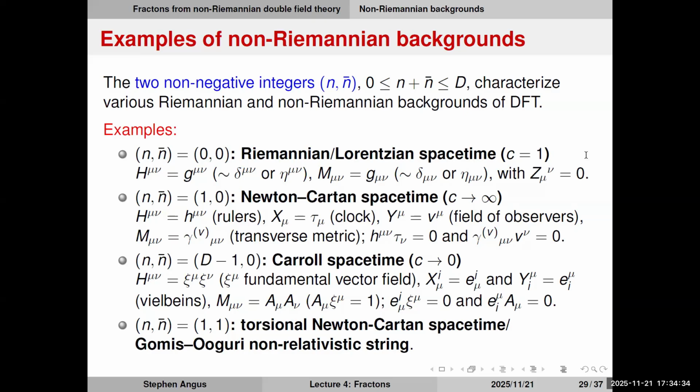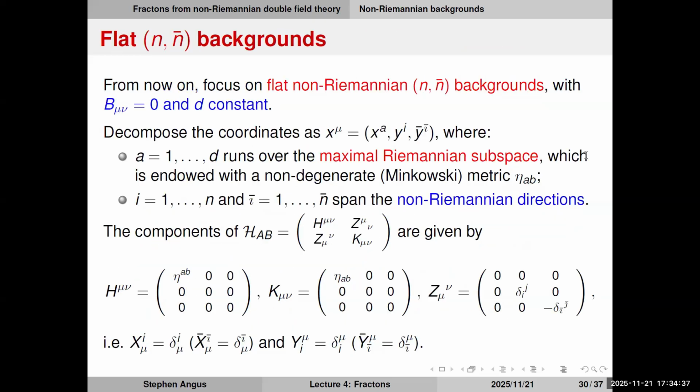But for now, let's just look at a very simple case. We'll consider flat non-Riemannian backgrounds with a general n and n bar, and we set the B field to 0 and the dilaton to be constant. Then we decompose our coordinates x mu into x^a, where a runs from 1 to little d, which is the maximal Riemannian subspace. We have a non-degenerate Minkowski metric eta ab on that space, and then y^i and y bar^i bar span the non-Riemannian directions.